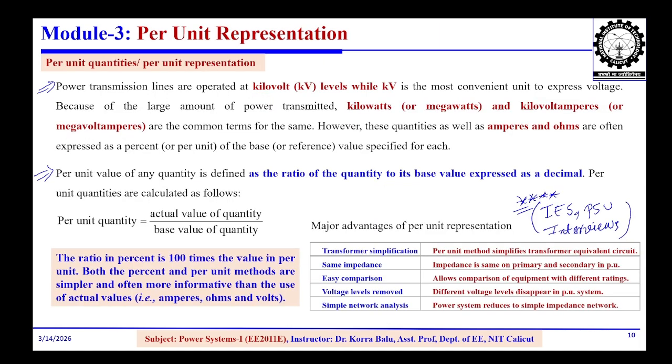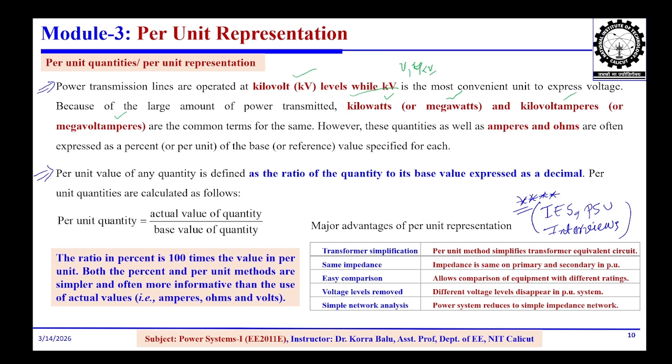Then we'll see the per unit representation, in which we calculate all the values in a common base or given base. The power system lines are operated at the kilovolt level, so we represent voltage in kV, the most convenient unit to express the voltage. The most common way to represent the voltage level in the power system is kV, that is kilovolts. Similarly for power, we use kilowatts or kilovolt amperes. So whether it is kilowatts, megawatts, kilovolt amperes or megavolt amperes, we can represent the real power and the complex power, considering the reactive power also.